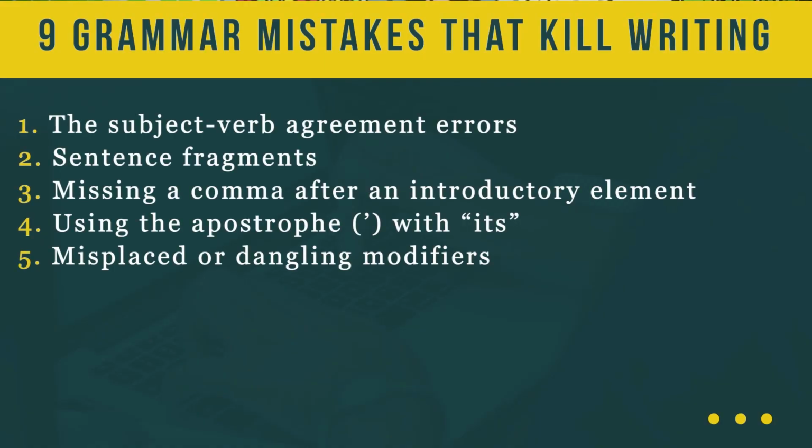So another common grammar mistake is misplaced or dangling modifiers. A misplaced modifier is a word or phrase that is separated improperly from what it modifies. Sentences with these errors can sound ridiculous, awkward, and confusing.